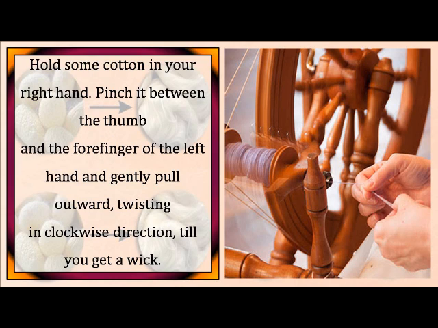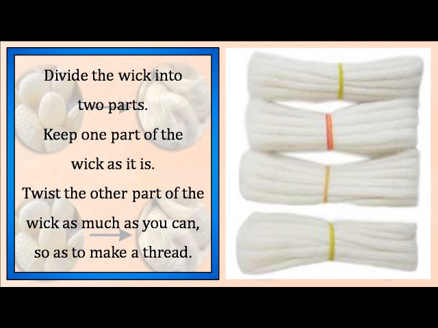Hold some cotton in your right hand. Pinch it between the thumb and the forefinger of the left hand and gently pull outward, twisting in clockwise direction till you get a wick. Divide the wick into two parts. Keep one part of the wick as it is. Twist the other part of the wick as much as you can so as to make a thread.